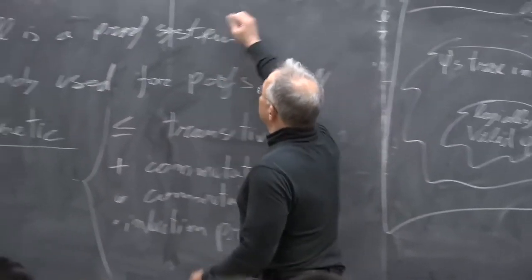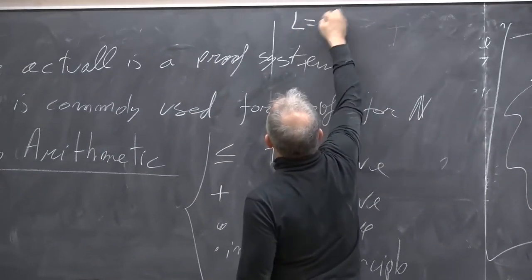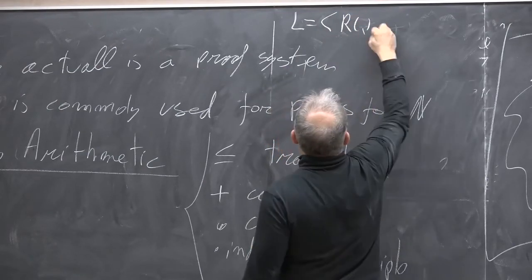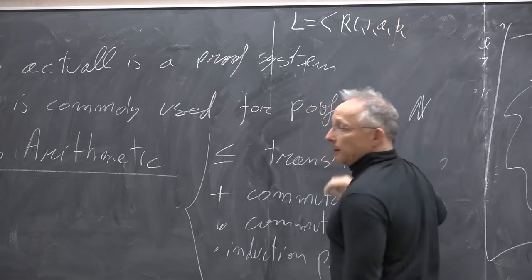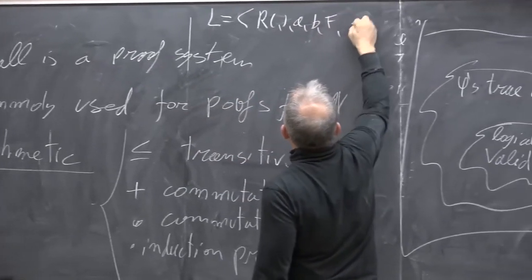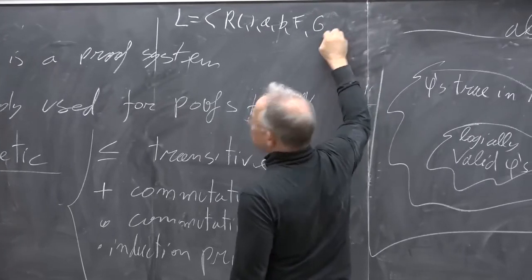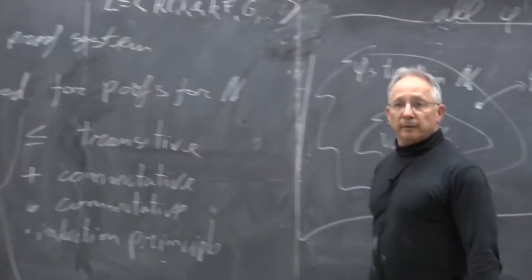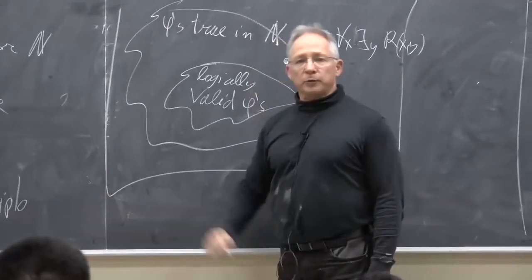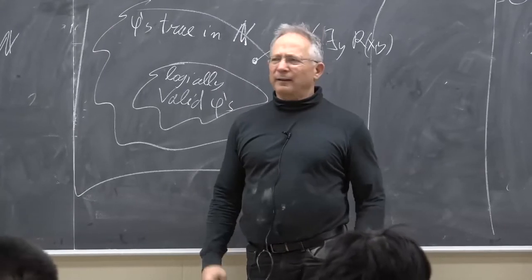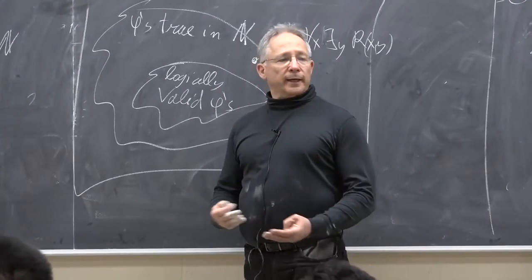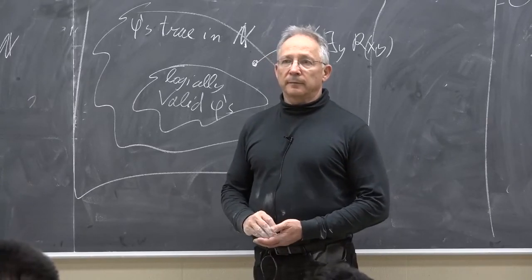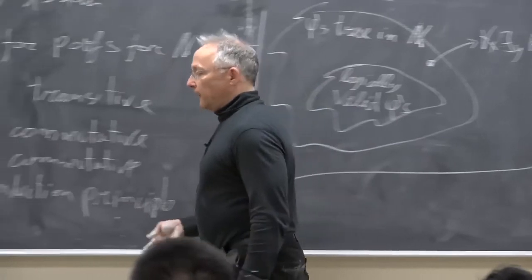In the language, we have to fix the language. Let's say our language has R, which is a binary relation for less than. We have A and B for 0 and 1. And we have F and G for plus and times. Some basic components of arithmetic. So we have such a language, we can write those properties, and that's called Peano arithmetic. And that was kind of a common framework. It's still a common framework for doing proofs about natural numbers, or proving things about natural numbers.